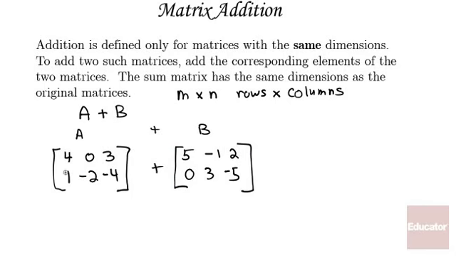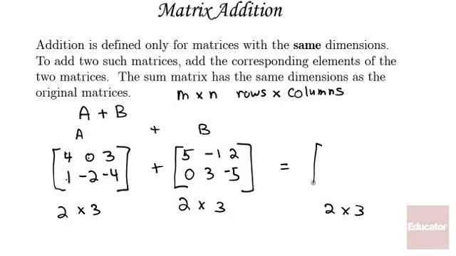First, looking at the dimensions to make sure that I'm allowed to even add these. Matrix A has 2 rows and 3 columns. Therefore, this is a 2 by 3 matrix. Matrix B also has 2 rows and 3 columns, so it is a 2 by 3 matrix. Since these have the same dimensions, they can be added. The sum matrix is also going to have the dimensions of 2 by 3, the same as the two original matrices.